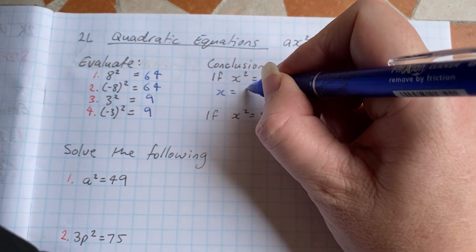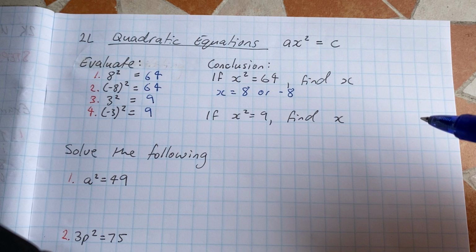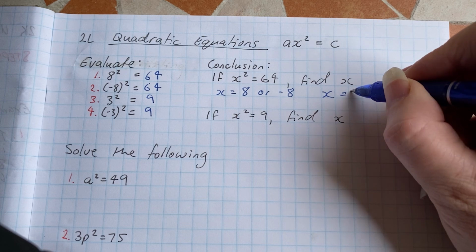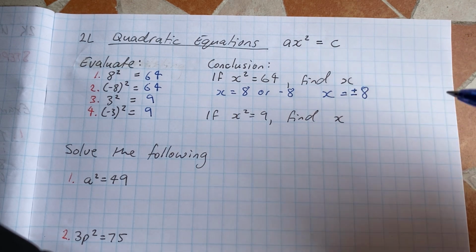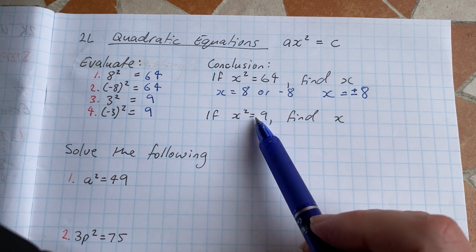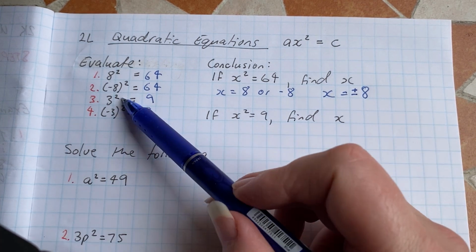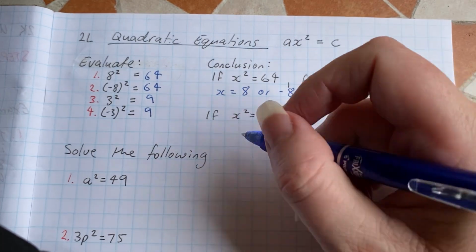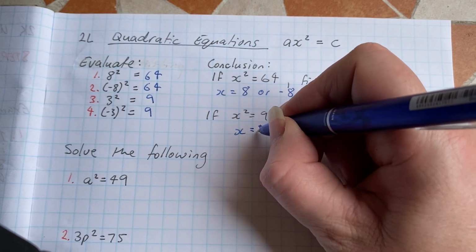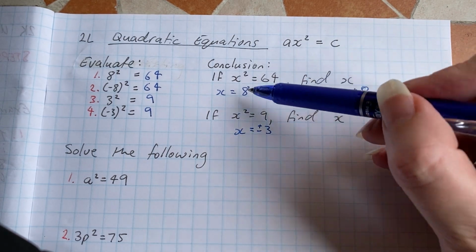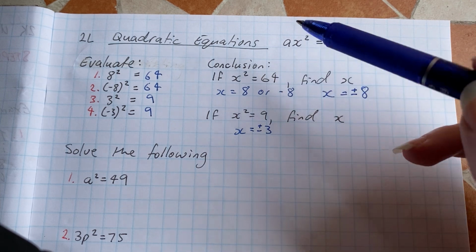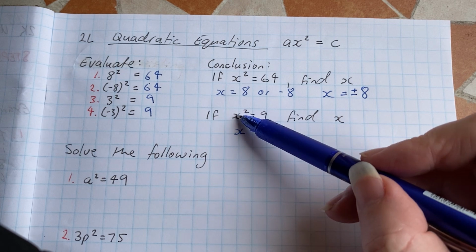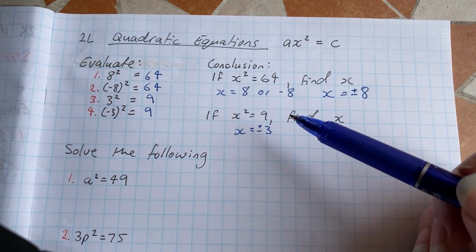So x equals 8 or minus 8. And we do have a little short way of writing that. We write it as x equals the positive or the negative of 8. And if some number squared equals 9, find the number. So we saw over here it was 3 and negative 3. Positive 3 and negative 3 both gave us 9. So x equals plus or minus 3. Now notice that 8 is the square root of 64. The opposite of squaring is square rooting. And 3 is the square root of 9. If you square root each side, you'll get 3.